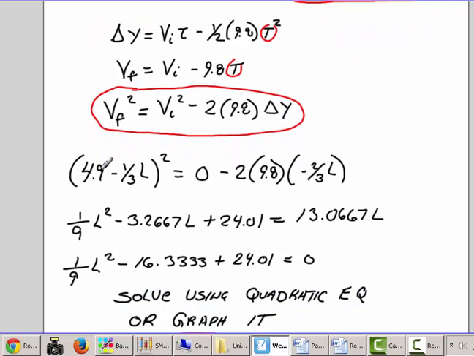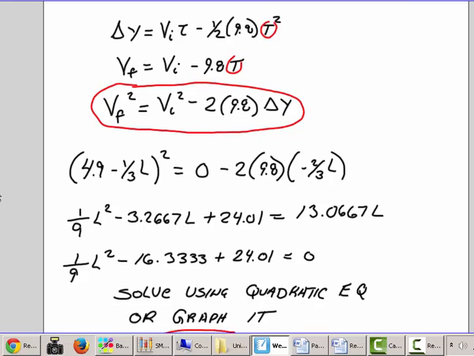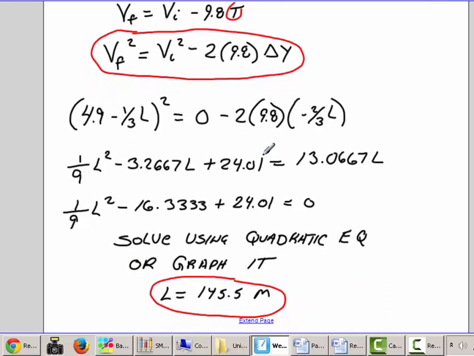Okay, going to have to FOIL it here, and then basically take this, move it to the other side, and you're going to get a nice quadratic equation. You can solve that using the quadratic formula, or you can graph it, either one. I just ran a program on my calculator that solves quadratics, and I got L as 145.5 m. I think the WebAssign answer is 146 meters.